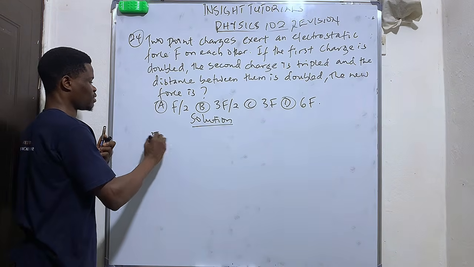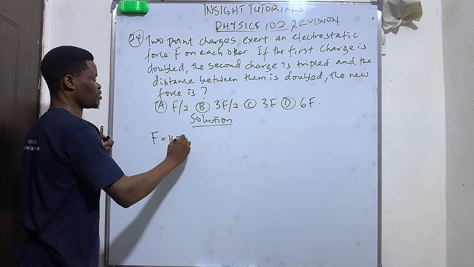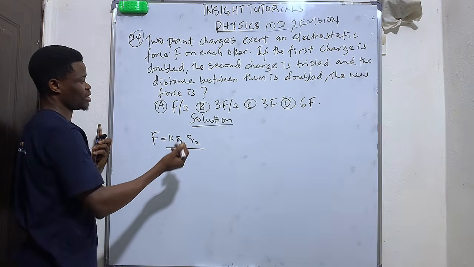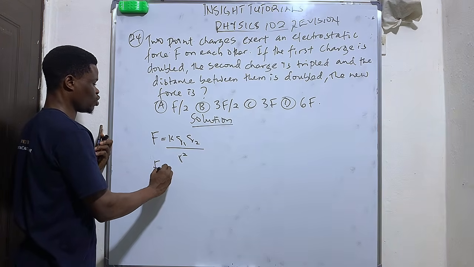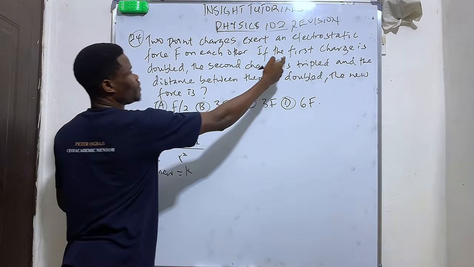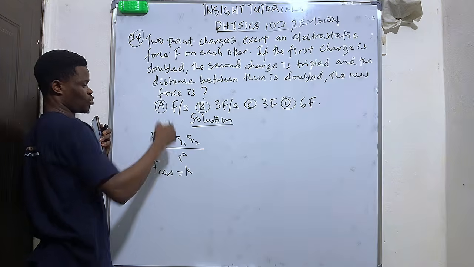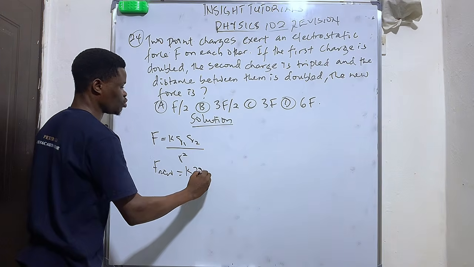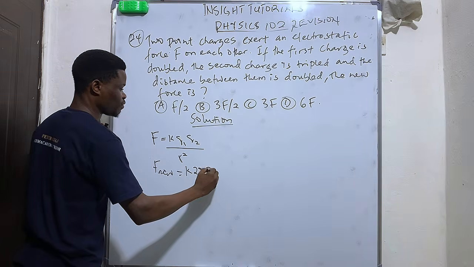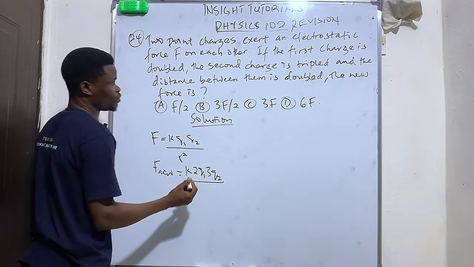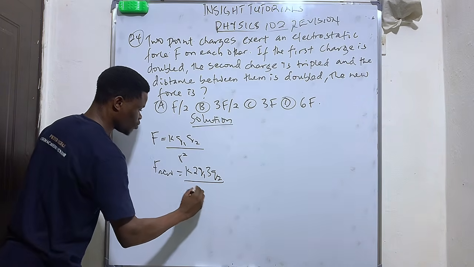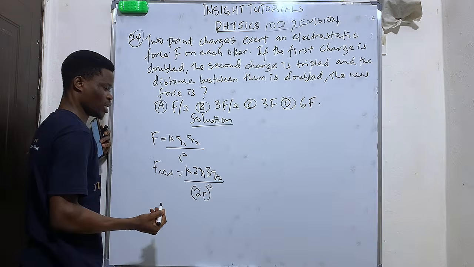So it happens that the force between two charges is given as KQ1Q2 all over R squared. From our question, what would be our new force on each other if the first charge is doubled, the second charge is tripled, and the distance between them is doubled? Now remember, K is not given. So let's say Q1 is doubled, so we're going to have 2Q1 times the second charge tripled, 3Q2, all over the distance between them doubled. That means this R, we're going to double R squared, right?